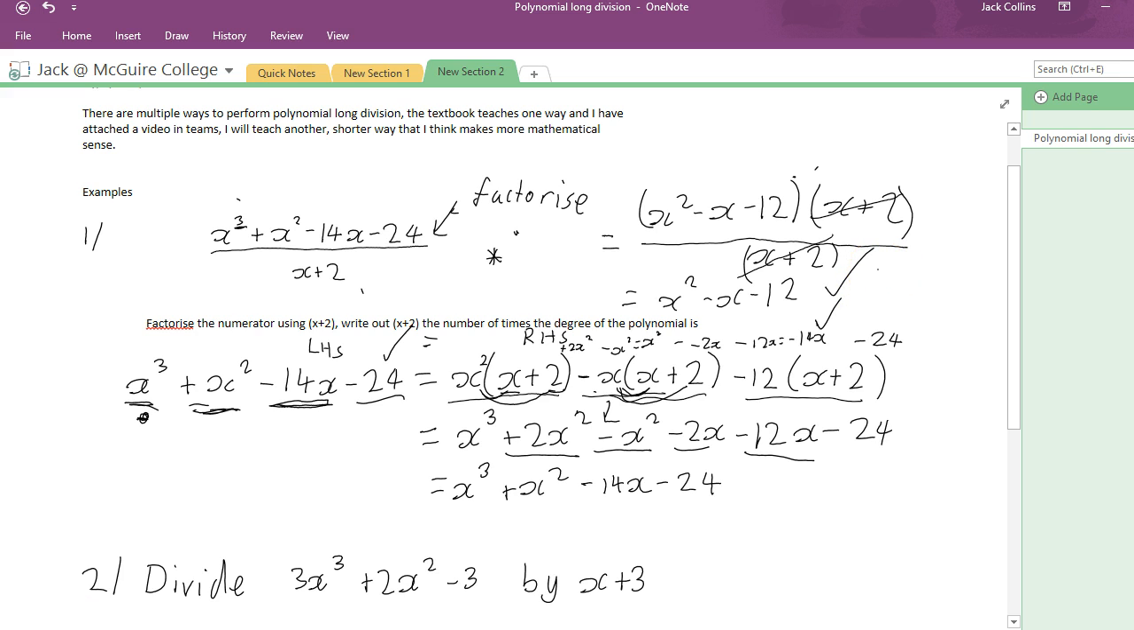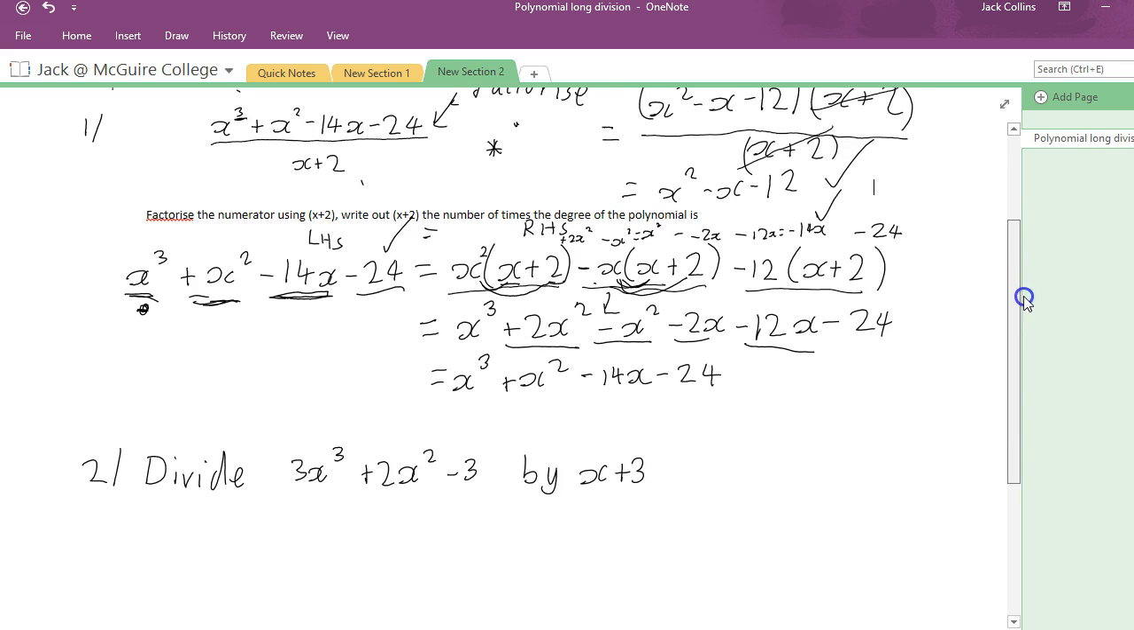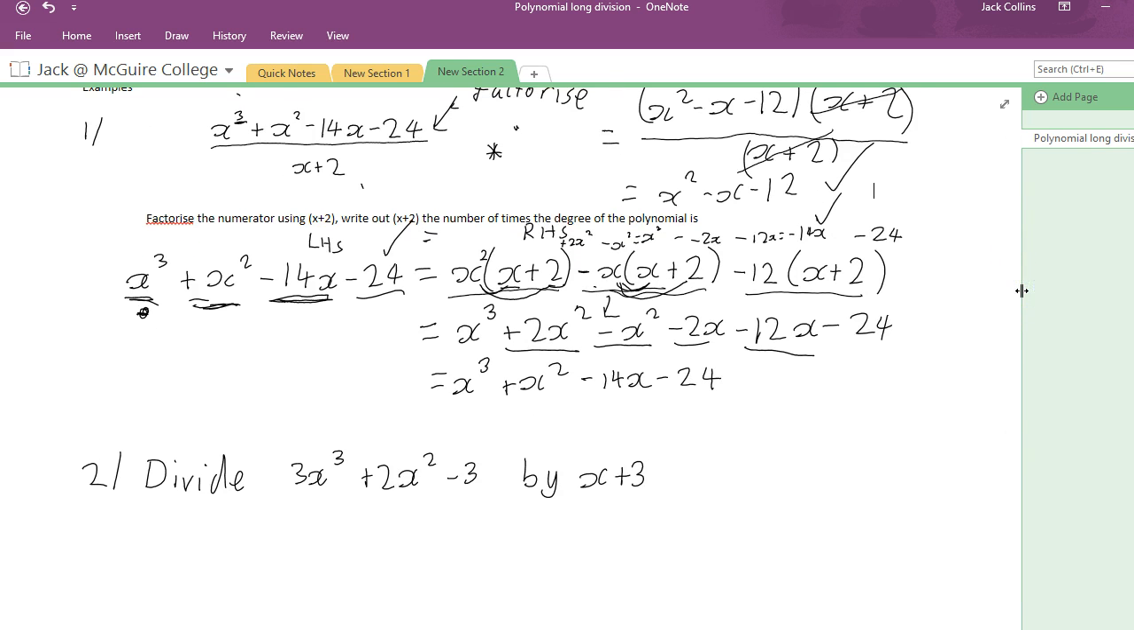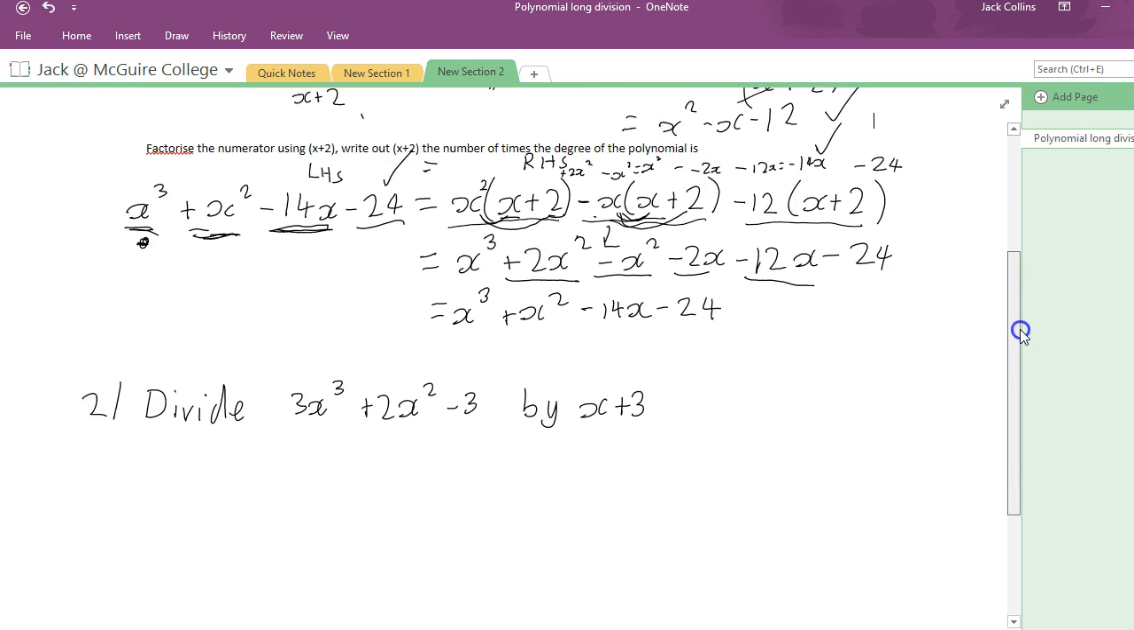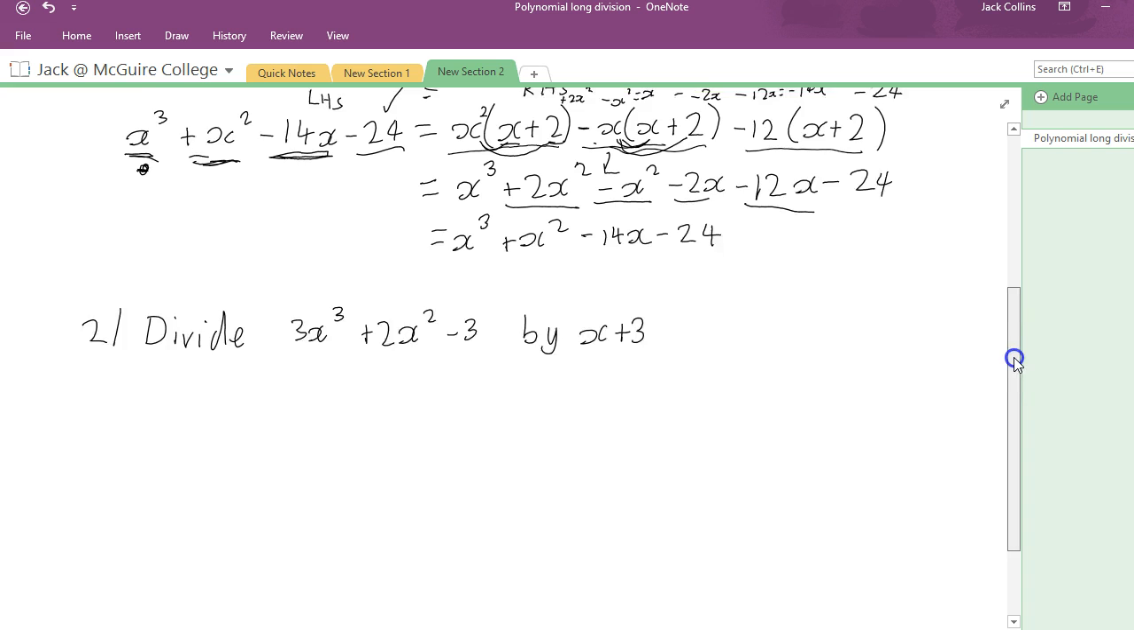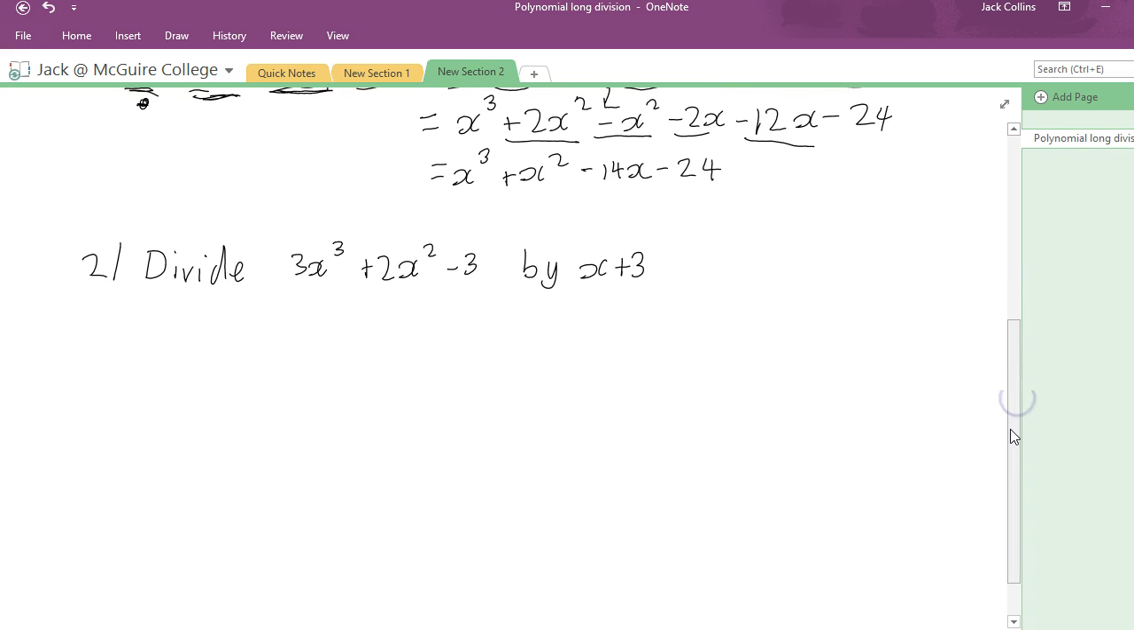Let's have a look at the second question here. We have 3x cubed plus 2x squared minus 3 divided by x plus 3. We can write it out like this again.